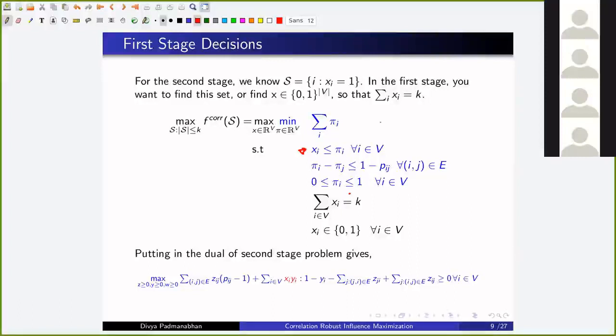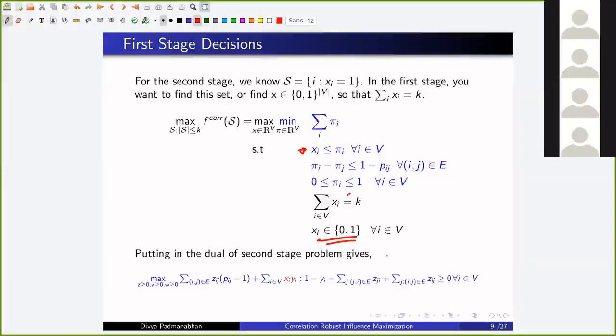And so you have these additional constraints for imposing the cardinality of the set. This could be less than or equal to ideally, but of course, if you have a budget of k, you wouldn't want to choose fewer. You would choose exactly k nodes. And another thing is that these are all 0-1 constraints for the x's.